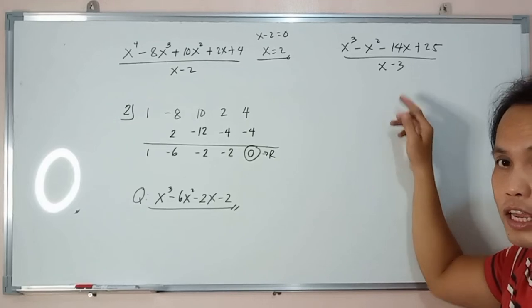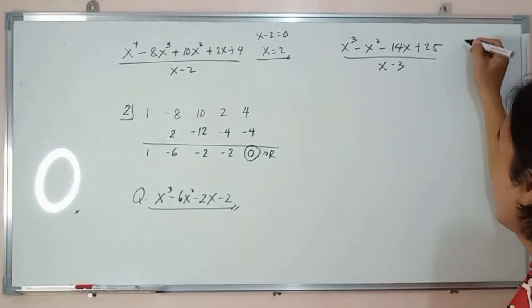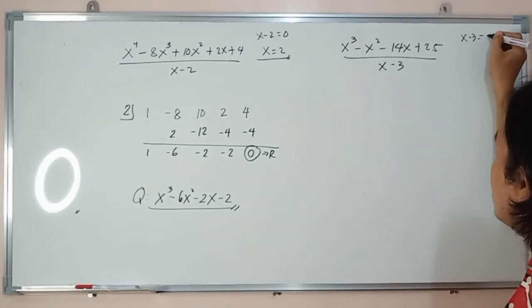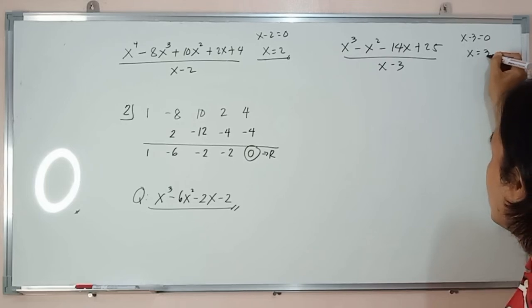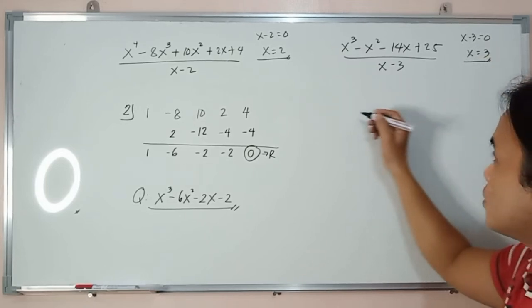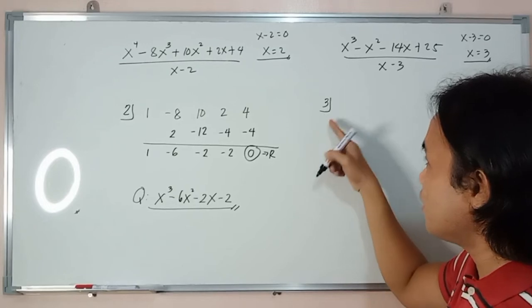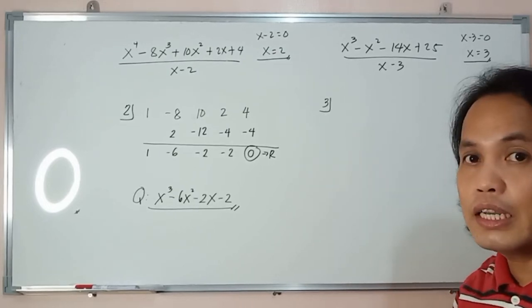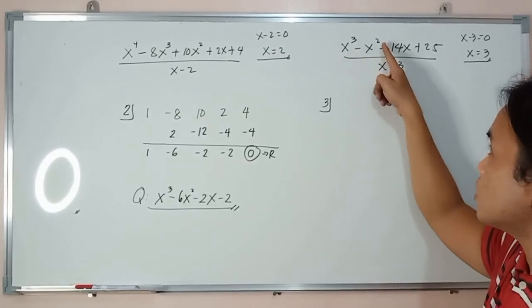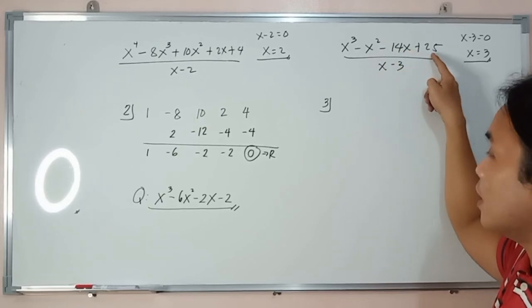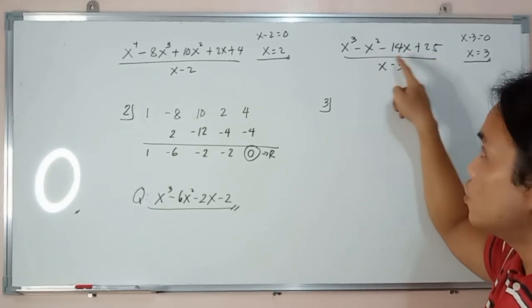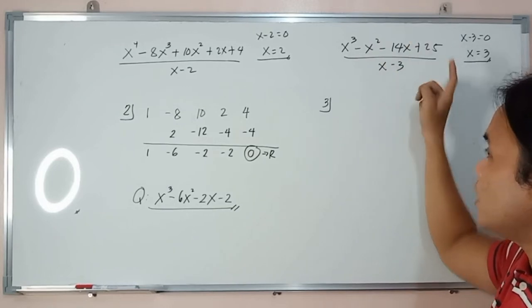Then last example, we are to divide x cubed minus x squared minus 14x plus 25 divided by x minus 3. So the same, equate x minus 3 to 0, so that is x equals 3. Our divisor now, we write here 3. Then our degrees in our polynomial, x cubed, x squared, x, and the constant 25. So from 3 to 0, that is complete.